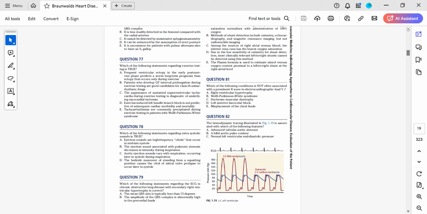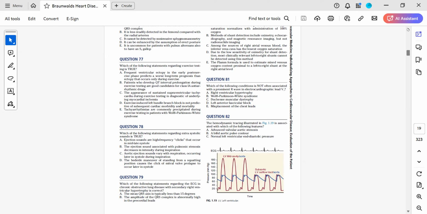Then it can also be seen in cases of right bundle branch block, posterior myocardial infarction, and type A Wolff-Parkinson-White syndrome, where we find the delta wave to be upright in the precordial leads. This also makes the R wave prominent in the precordial leads.